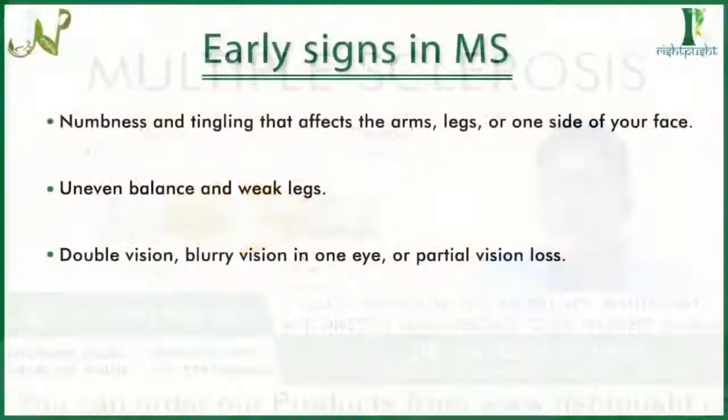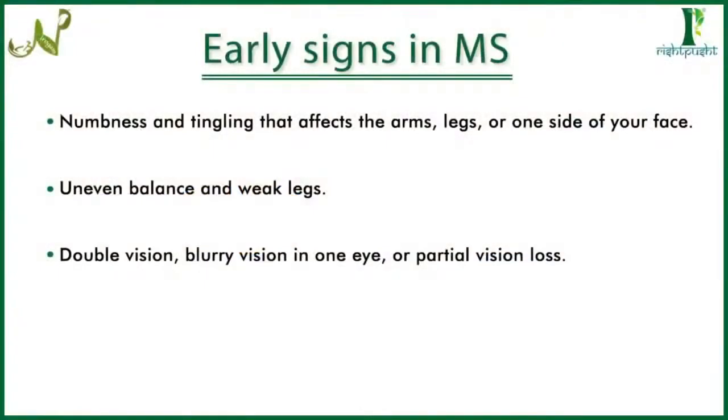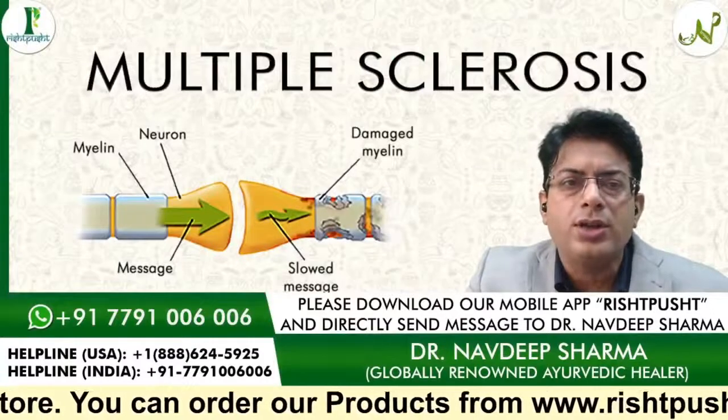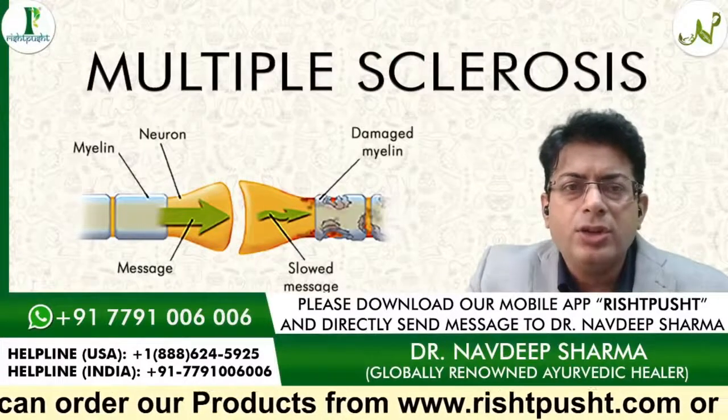from multiple sclerosis, like numbness and tingling that affects the arm, legs or one side of the face, uneven balance and weak legs. Very important one, double vision, blurry vision in one eye or partial vision loss. Such is the intensity of the disease that it can also cause partial vision loss.